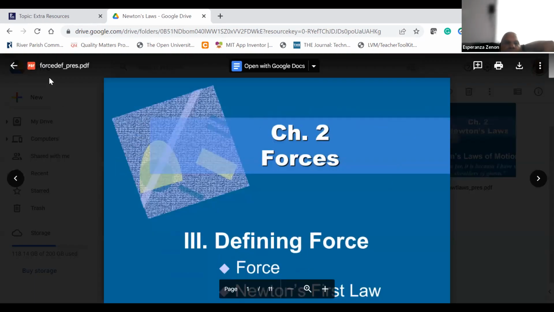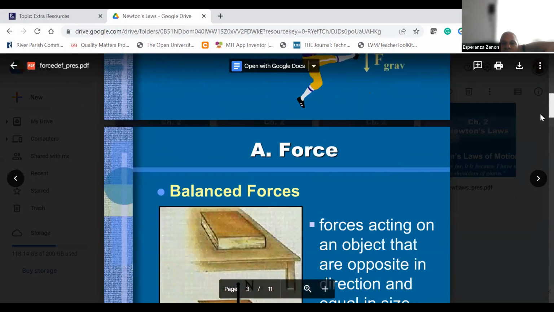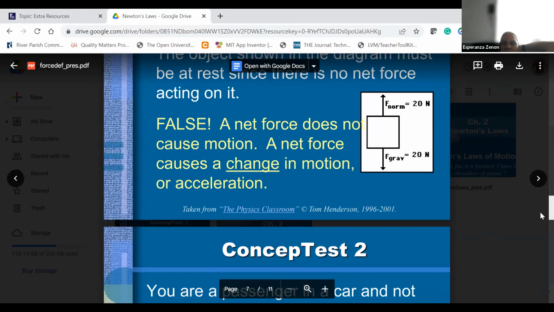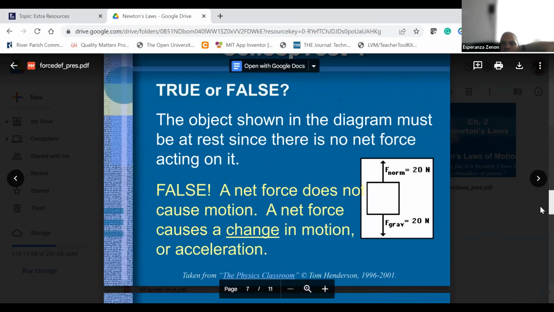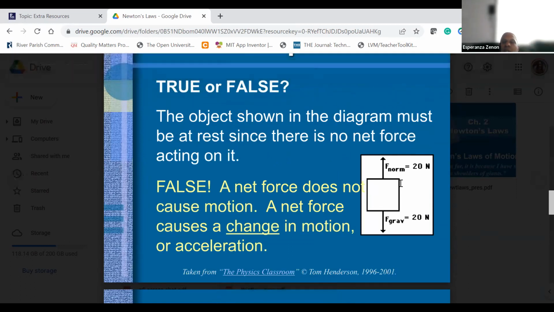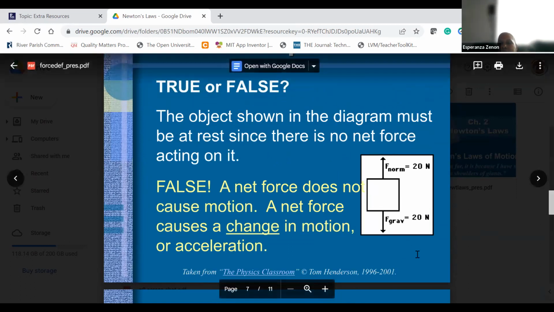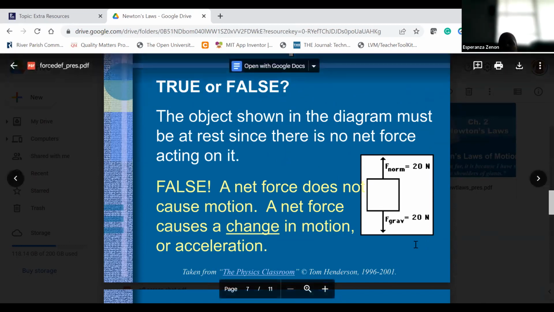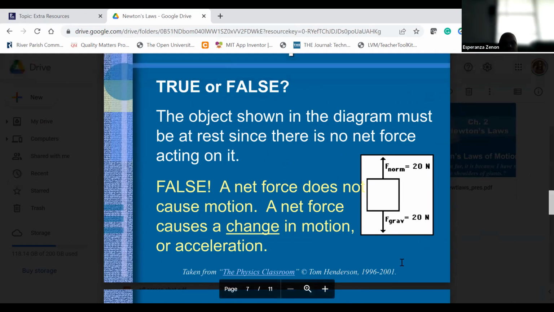This package that says force def is basically the definition of force and a look at Newton's first law. Pretty much all the stuff that we've talked about already. The one thing I will focus on here is this one, because this is a common misconception of students. In the picture, it shows there's a normal force up and a gravity force down, and they're balanced because they're both 20 newtons. The statement is this object must be at rest, because there's no net force acting on it. And that is absolutely false.